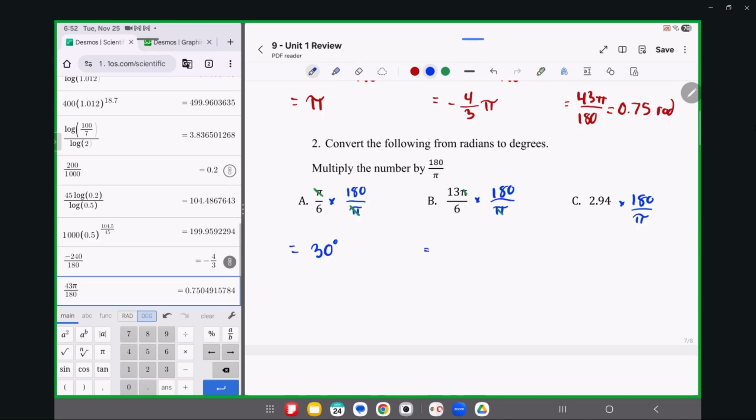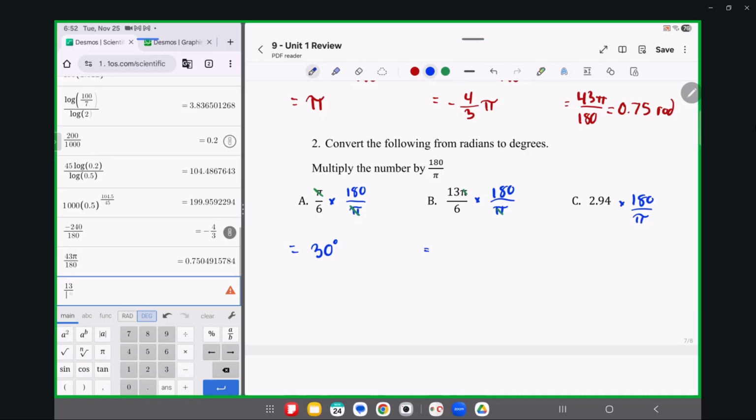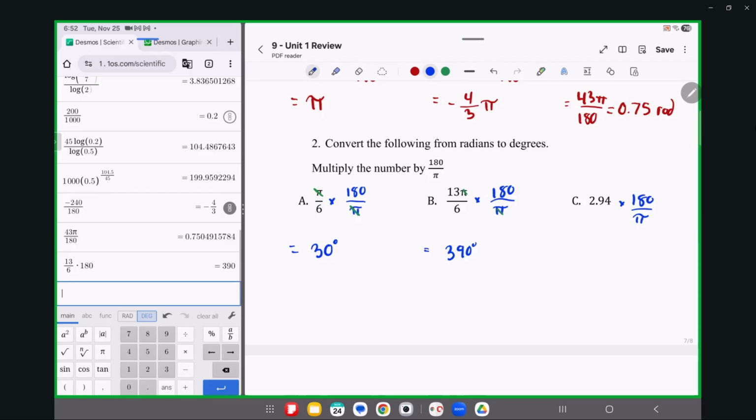For letter B, we've got 13 over 6 times 180. And so if you take 13 over 6 and multiply it by 180, you get 390 degrees. And if you take, the last one here is just 2.94, so you have to multiply it by 180.